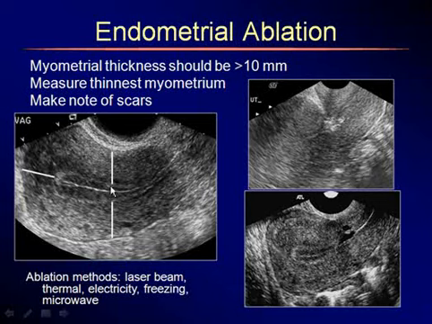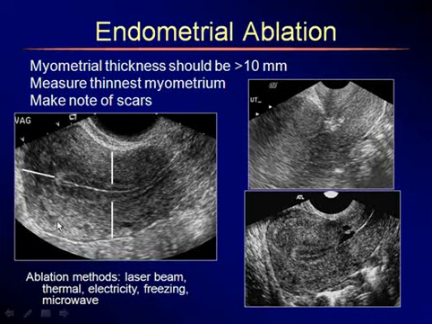go into the endometrial cavity and wave around their instrument, which could be a number of different ways. It could be a laser beam. They can use thermal destruction, electrical destruction, freezing, microwaving of the endometrium. So whatever they use, that can actually penetrate heat or damage something beyond and cause further problems.